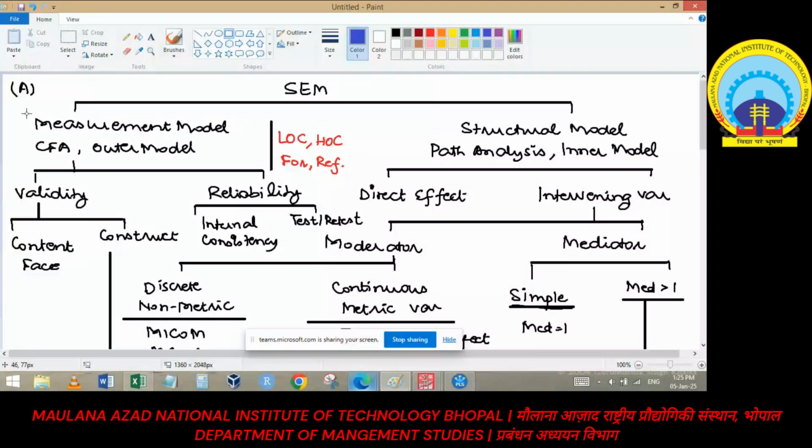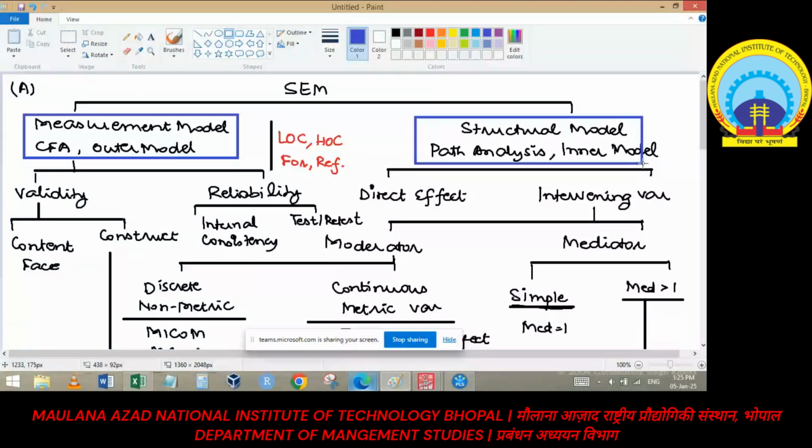One, the measurement model. Second, the structural model, the path analysis, etc. These two are different things. When we talk of the measurement model or the CFA, we talk about the reliability and validity of a construct. And here a construct may be reflective, formative, lower order, higher order.